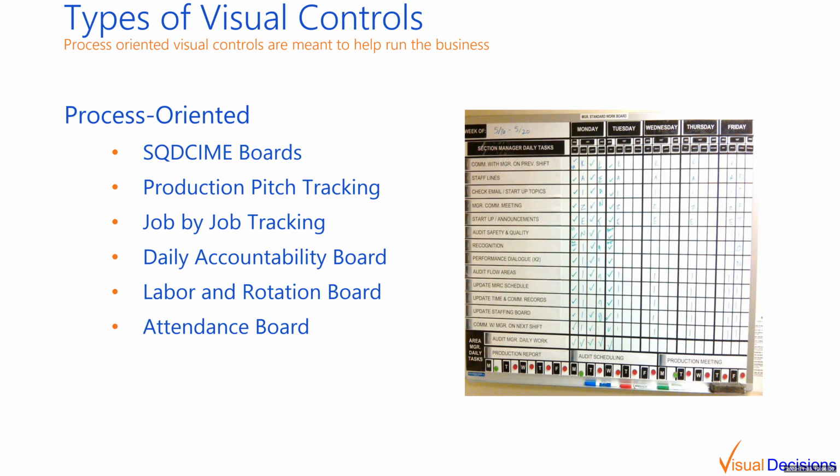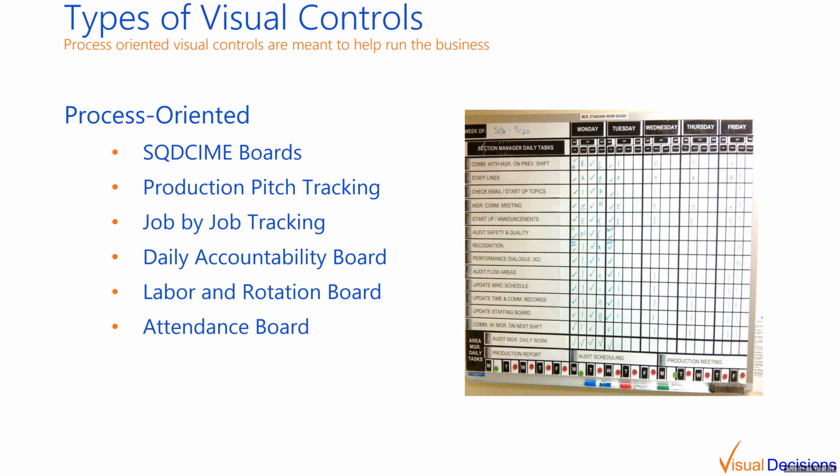There are endless examples of these types of controls, but I have a few listed here. SQDCIM boards: safety, quality, delivery, cost, inventory, manpower, and environmental. Production pitch tracking, job by job tracking, daily accountability boards. That's the example over on the right side there. Labor and rotation boards, attendance boards. Each of these serves a different purpose. Some of them are meant to track whether the teams are winning or losing on a given day or how they're performing versus plan. Some of them are meant for basic tracking and others are used for planning purposes.